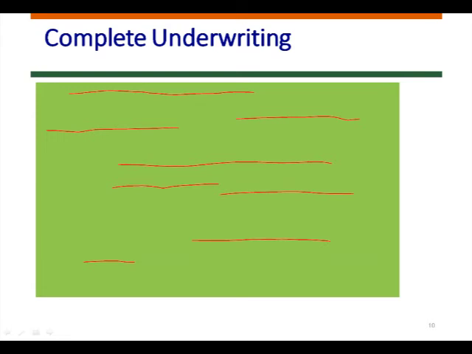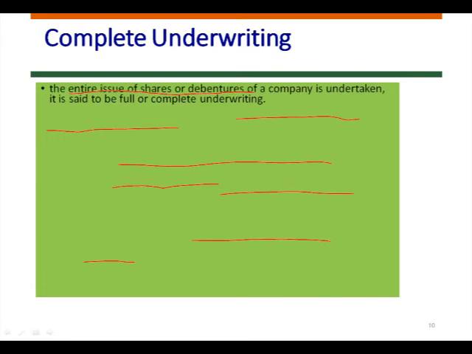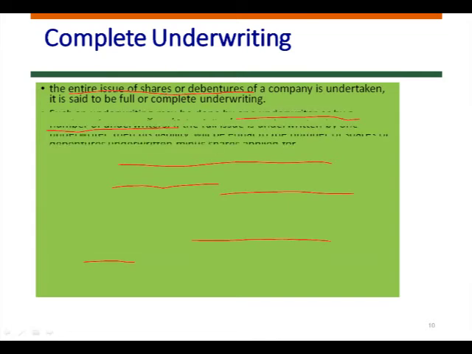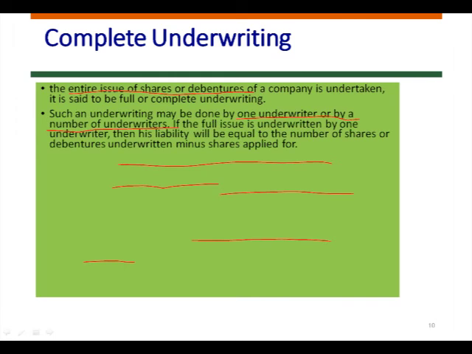Complete underwriting is when the entire issue of the shares or debentures of the company is underwritten. It is said to be full or complete underwriting. Such an underwriting may be done by one underwriter or by a number of underwriters. If the full issue is underwritten by one underwriter, then his liability will be equal to the number of shares or debentures underwritten minus the shares applied for.